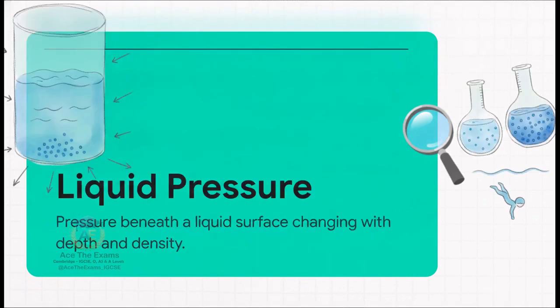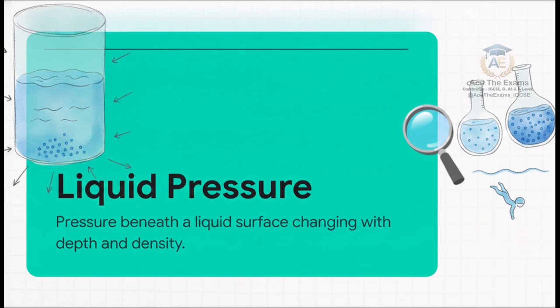Now, this builds into the territory where students usually start to panic, which is liquid pressure. The formula here is delta P equals rho, which is the density of the fluid, times g, the acceleration due to gravity, times delta H, which represents the change in depth. Basically, it dictates the pressure beneath a liquid surface, telling us that pressure changes based on 2 totally key variables, depth and density. The deeper you go, or the denser the fluid, the higher the pressure.